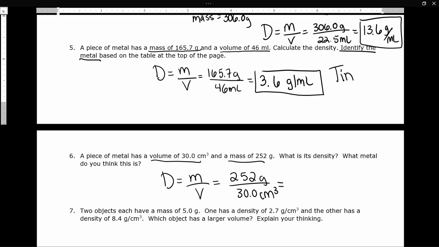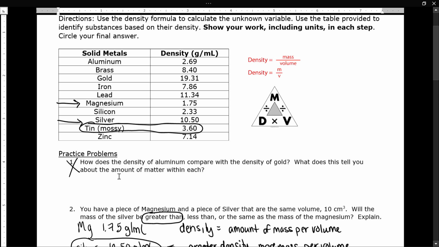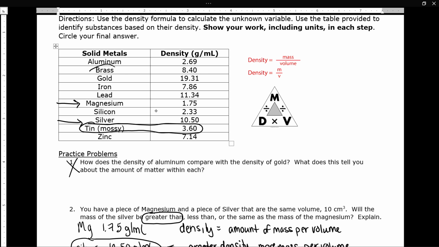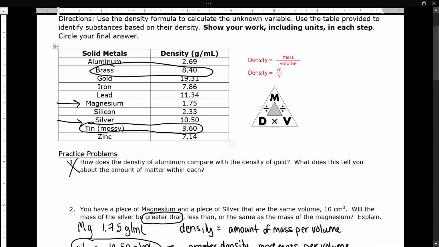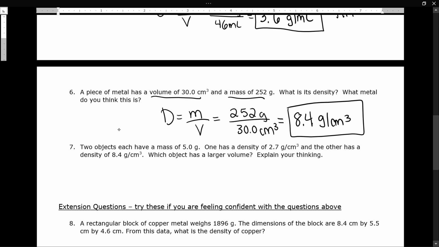So sometimes we use milliliters for volume, sometimes we use centimeters cubed. And those are just different units you can use. So 252 divided by 30, you end up with a density of 8.4 grams per centimeter cubed. So if you look up here at the table, 8.4, it looks like that is brass, which is an alloy, which is a mixture of metals. Kind of cool.